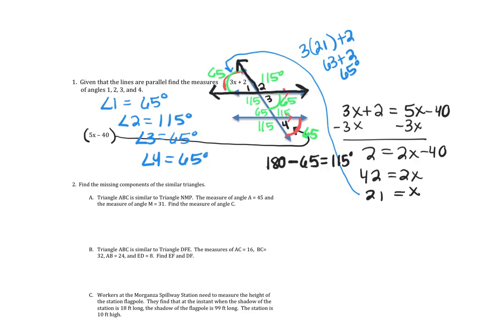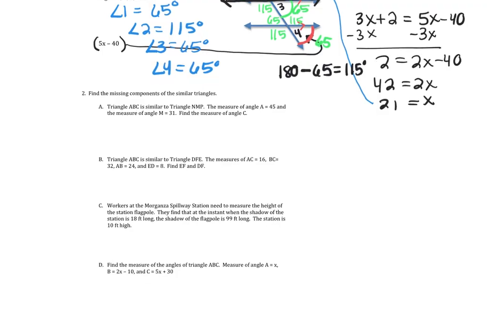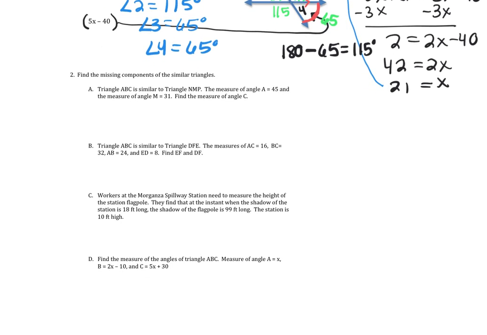All right, let's move on to example 2. Find the missing components of the similar triangles. Always draw a picture. Triangle, let's go ahead and do triangle ABC. It doesn't really matter how I draw it, but when I draw my second triangle, of course, I'm going to put the letters in the correct order. Similar to NMP, in order N, and then M to the top, and then P, because that's how I did my A, B, and C. The measure of angle A is 45.